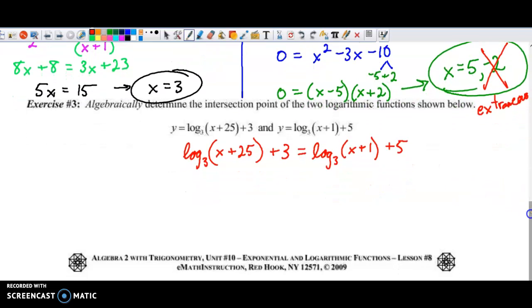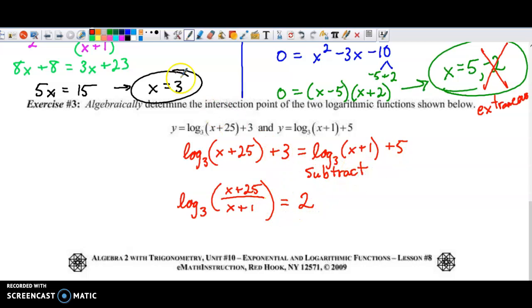And what we need to do is, well, I need to get the logs on the same side. So remember, if I'm subtracting something over, I can combine them using division. So that's why this problem would be log base 3 of x plus 25 over x plus 1. Now if I subtract 3 over, that's just going to be 2. So doing some quick math, 3 to the second power, I'll jot it down over here, which is equal to 9, would be equal to that x plus 25 over x plus 1.